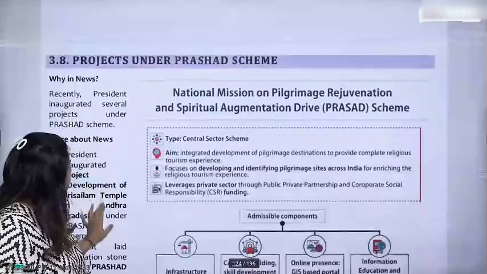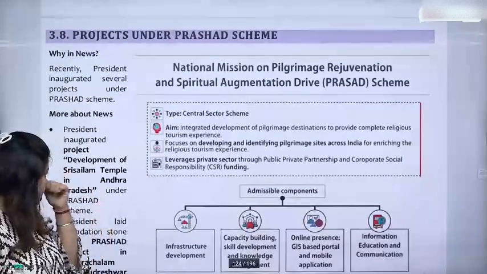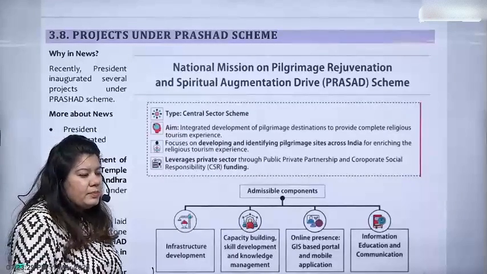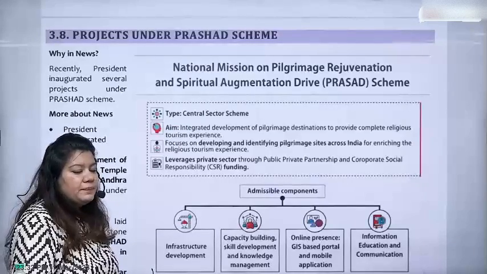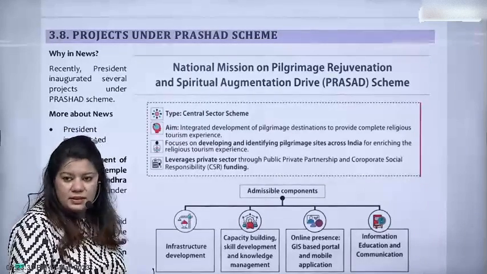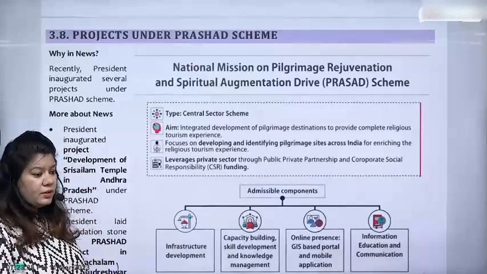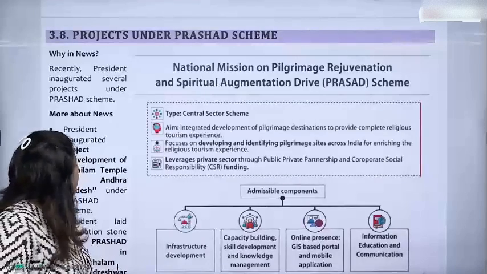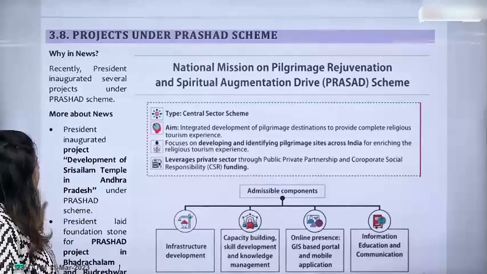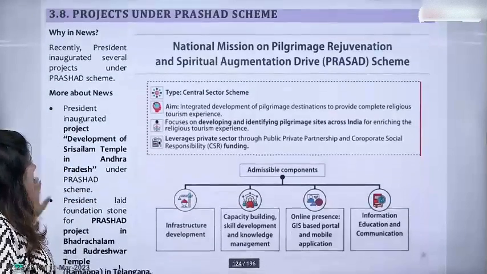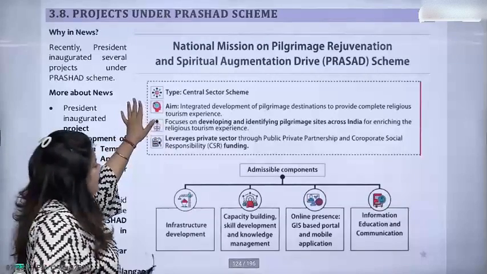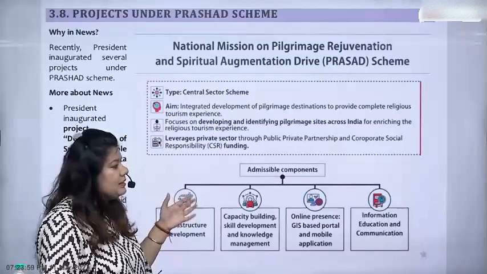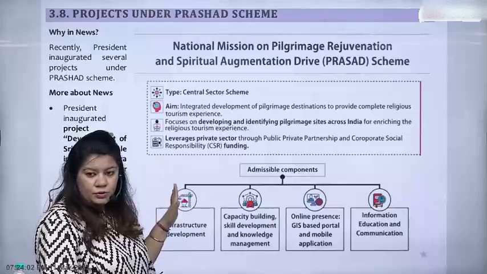Then coming to projects under Prasad scheme. This scheme is very important. So under which scheme do we establish circuits? Is it Prasad scheme or is it Swadesh Darshan scheme? Certain tourist circuits are developed. Is it Prasad or is it Swadesh Darshan? What is the main objective of Prasad scheme? Both of them started during the same timeline. So basically, its main aim is to develop pilgrimage destination or sites to provide complete religious tourism experience.